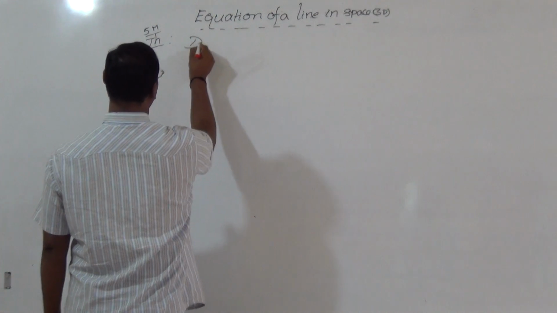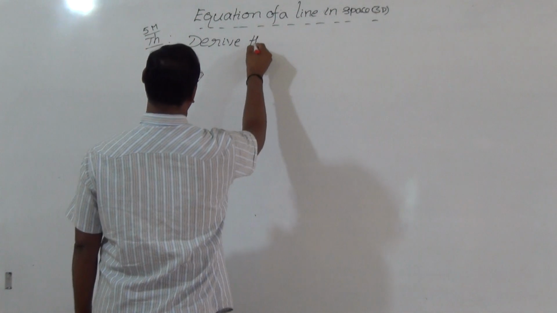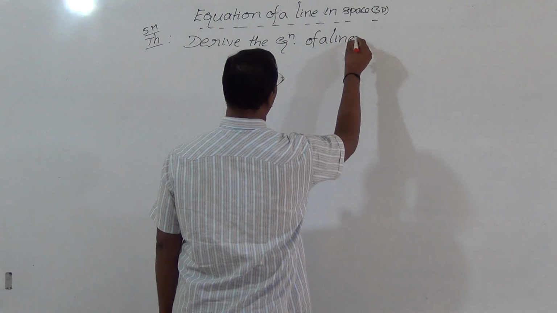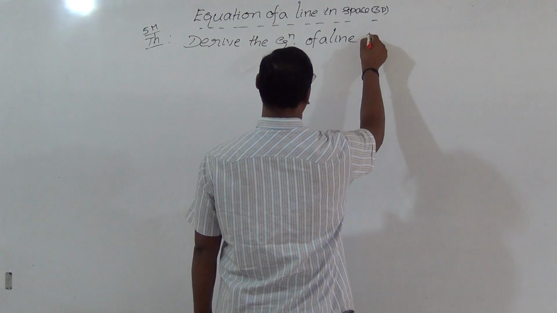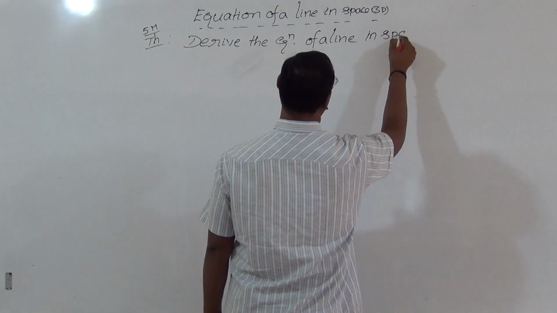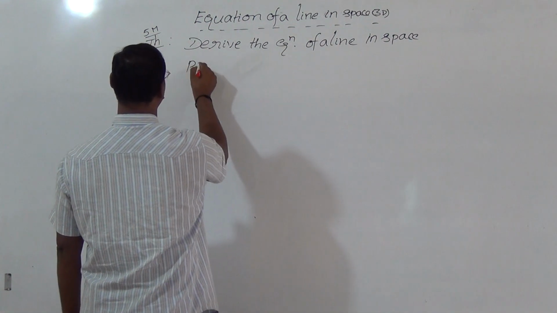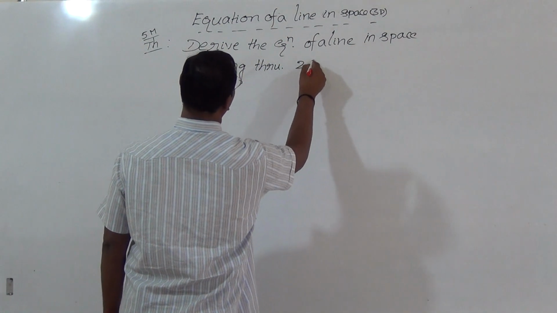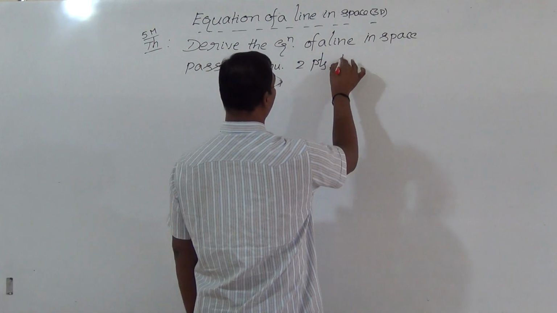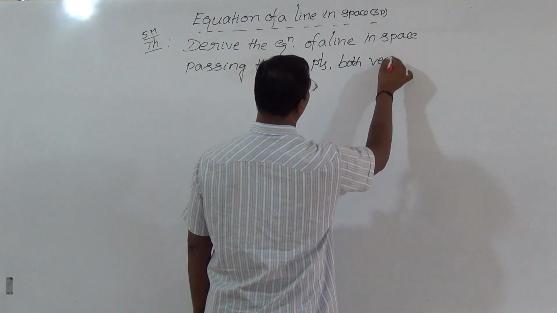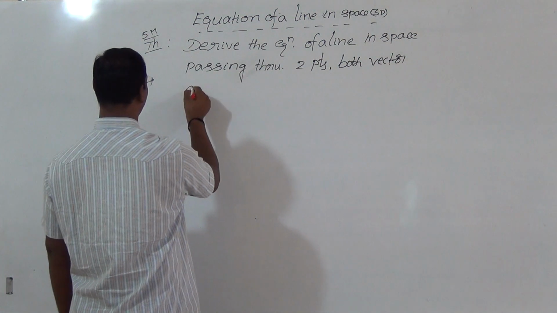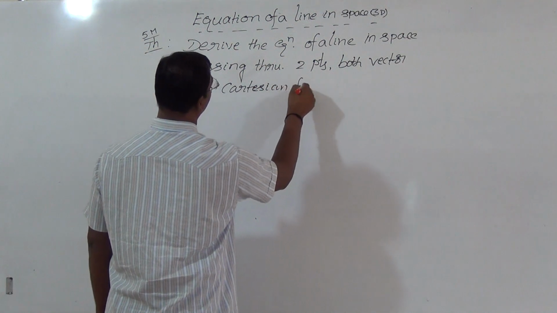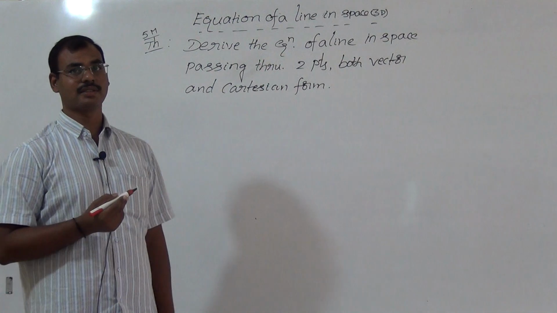The question is: derive the equation of a line passing through two points in space, in both vector and Cartesian form. So today's question is this.